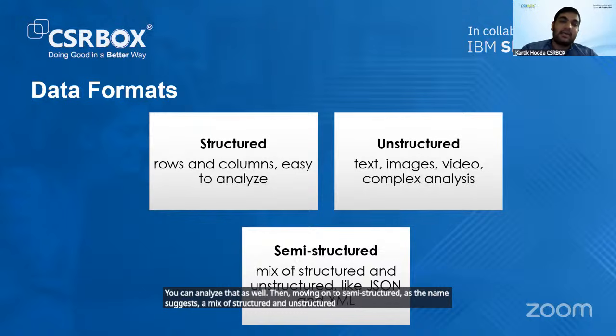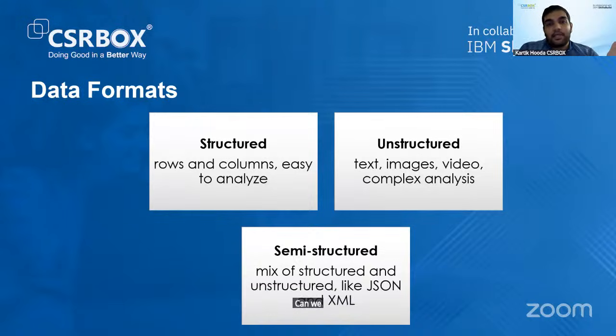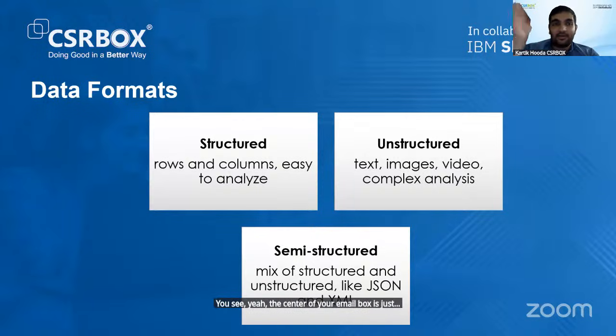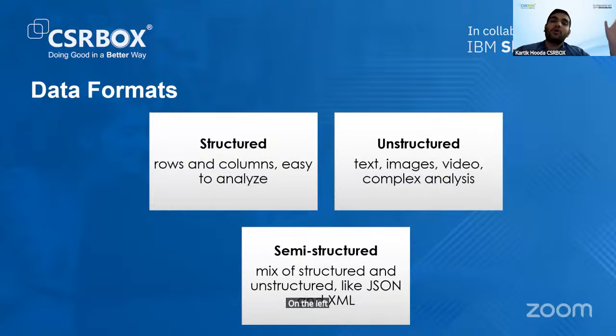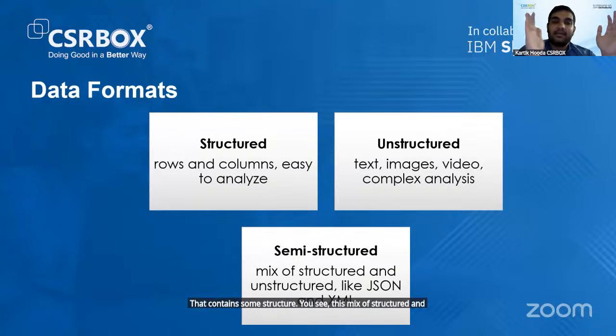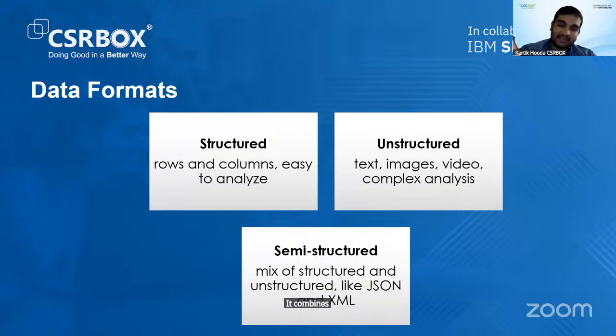A good example can be your email box. The center of your email box is just a collection of all the important emails, all the rubbish that you have received, all the spam and everything collected in one. But on the left, you will also see a menu that contains some structure. You see this mix of structured and unstructured, and this is a good example of semi-structured data. All right, so these were our three main data formats.